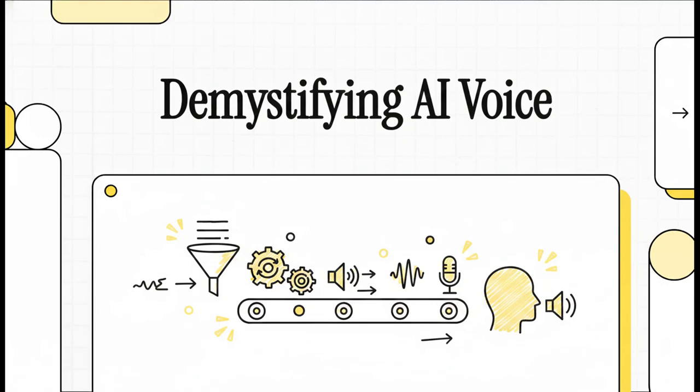Welcome to The Explainer. Today, we're diving into something absolutely fascinating, the hidden assembly line that transforms raw text into lifelike human speech. We hear these synthetic voices pretty much everywhere nowadays, right? But the actual mechanics behind them, well, they are nothing short of an engineering marvel.